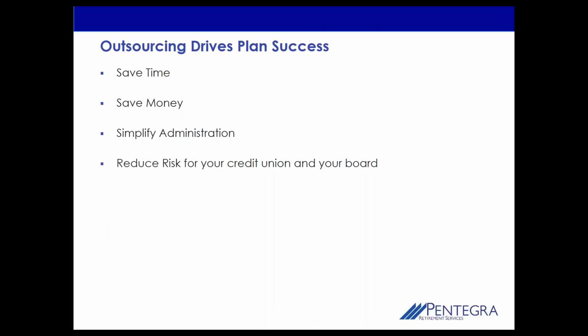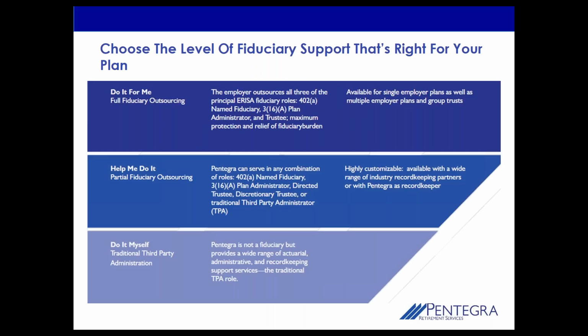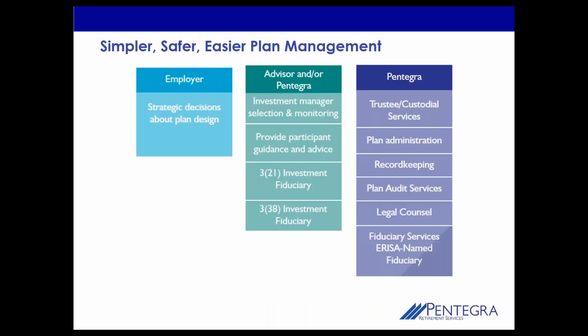So outsourcing saves time, saves money in most cases. It simplifies admin from your side, and it reduces risk on your side of the table. So really, what does that mean? Risk reduction is key. Punching everything off on the checklist is super critical. Again, 316 is a very, very broad array of things that need to be done, on every single level.